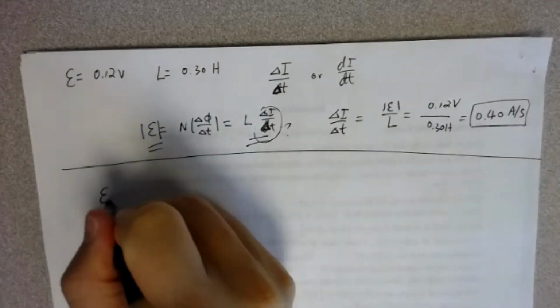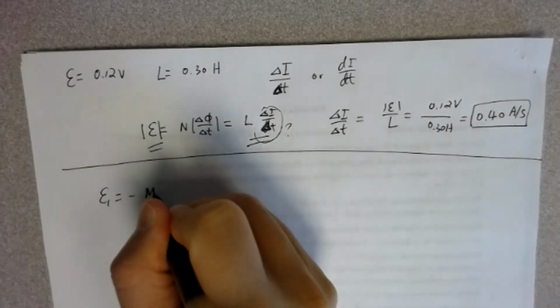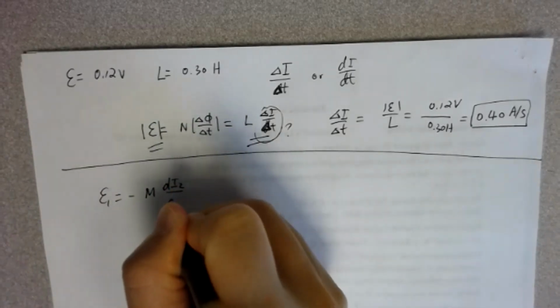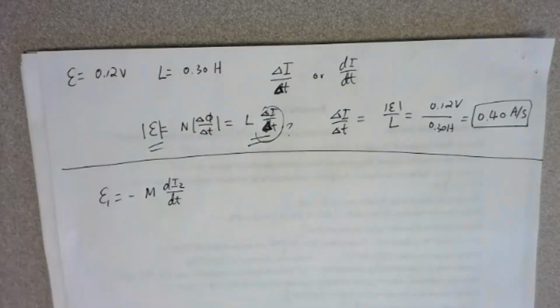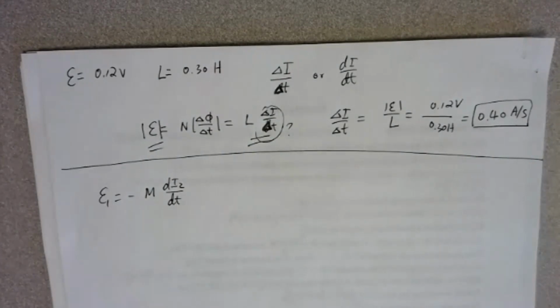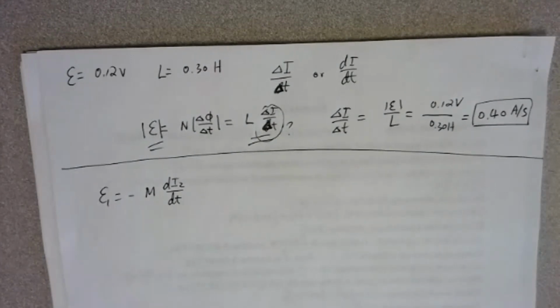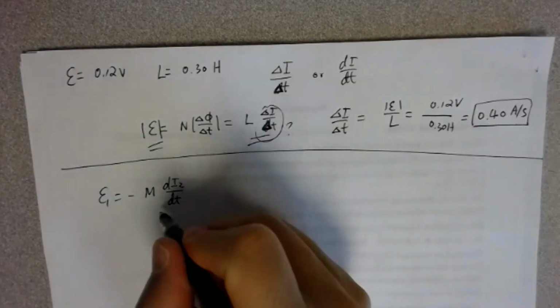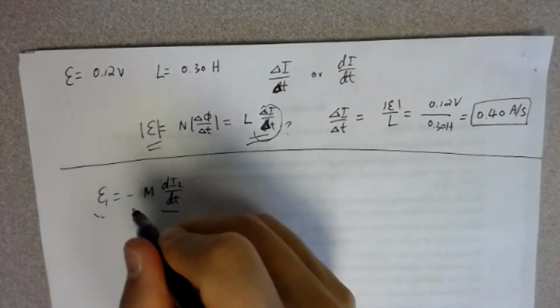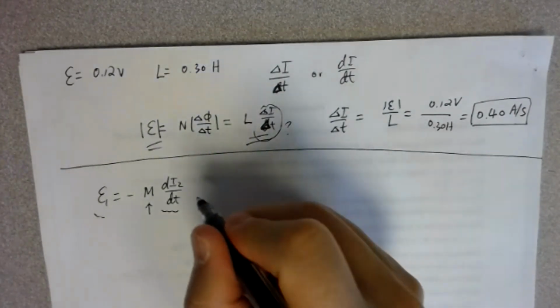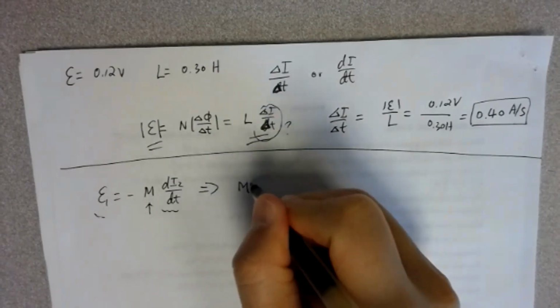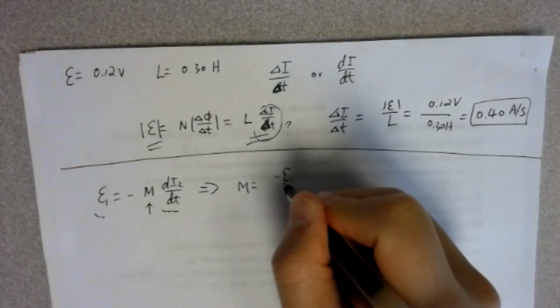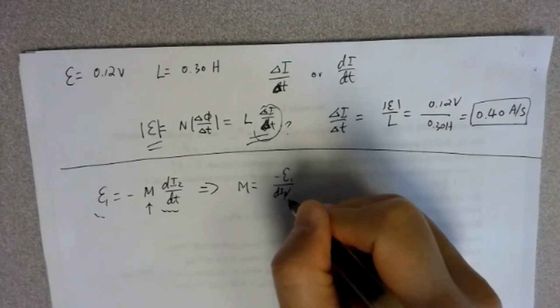So epsilon 1 equals minus M di2 over dt, as we know. If you go one slice backward, you'll see that. So epsilon 1 is equal to minus M di2 over dt. It gives you this, and it's asking you for this. Again, kind of straightforward, you just rearrange the terms. M then equals minus epsilon 1 over di2 over dt.